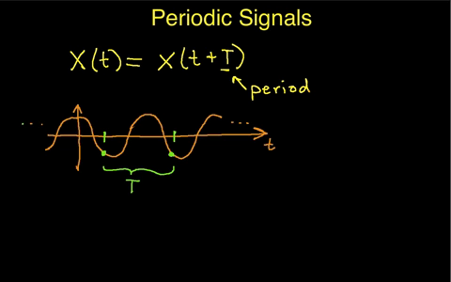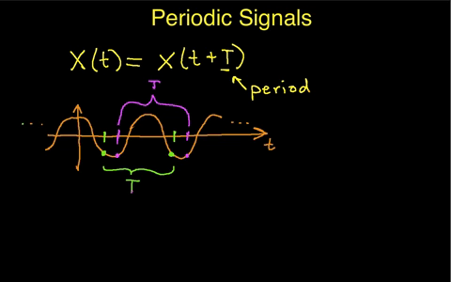So just to reinforce the idea, if I look at a different point in time, then my signal has that value. If I go one period farther, it has the same value. So again, the idea here is a periodic signal looks the same when you shift it by its period. So I guess we'll point out that this is also T.